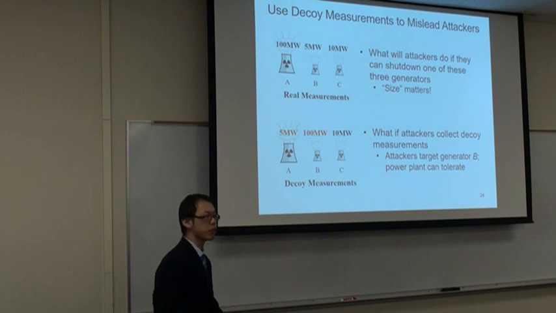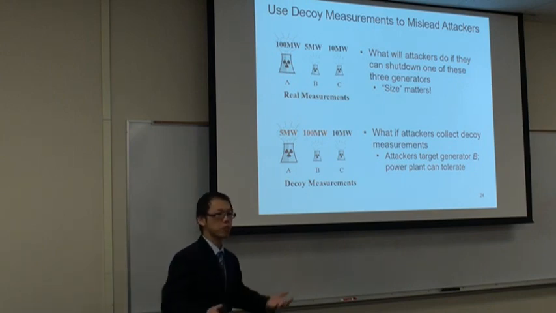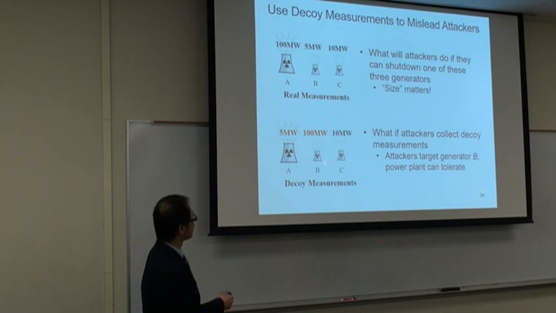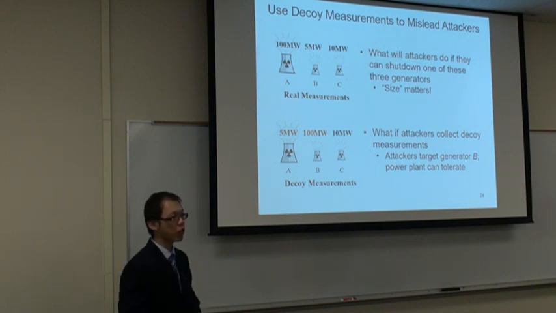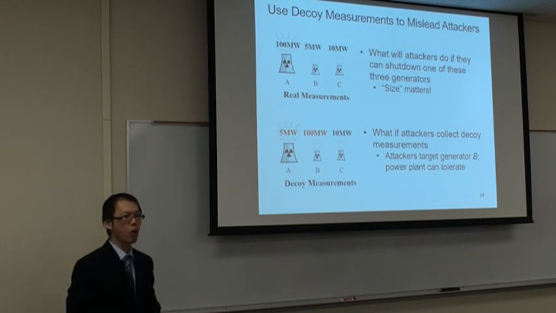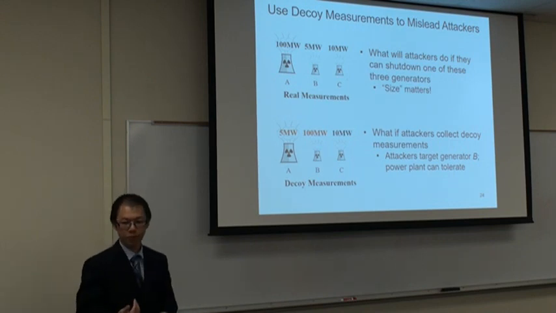System which just loses less than 5% of the power. Usually it's tolerable. And of course, based on our detection part, maybe we still don't allow this happening anyway. But this provides some high-level ideas of how we can mislead attackers.